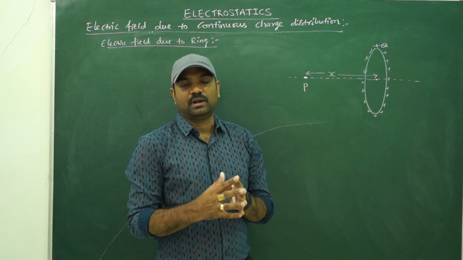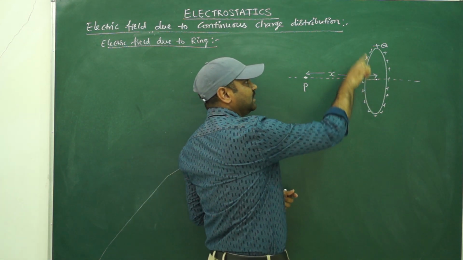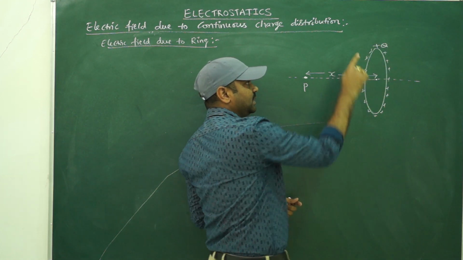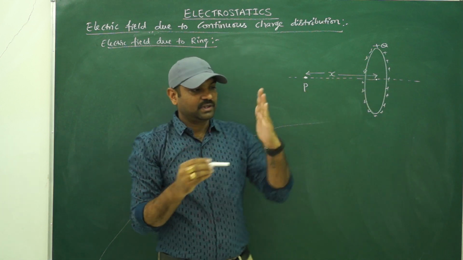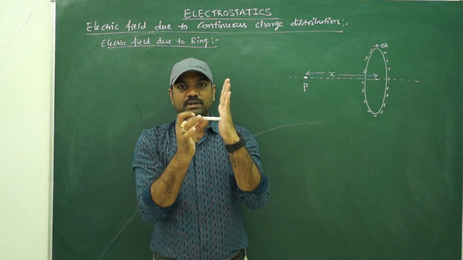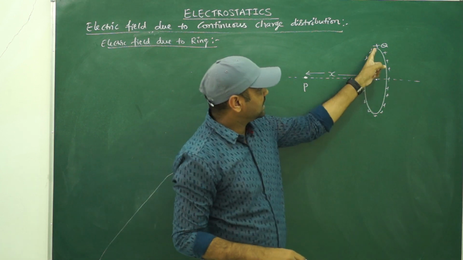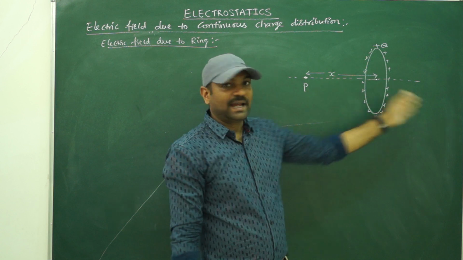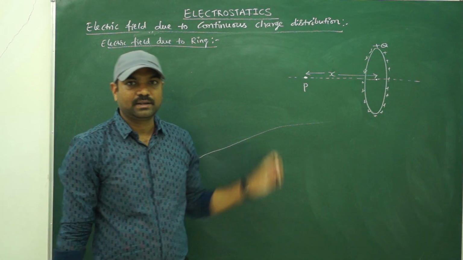Here is how you need to imagine this diagram: imagine a ring is kept perpendicular to the board, and we are taking a horizontal line like this. This is the axis. So if the ring is like this, this chalk is the axis. The axis and ring are both perpendicular to each other. Remember that plane. Imagine half of the ring is out of the board, half of the ring is inside the board, and the axis is on the board. This imagination is important to understand the directions.